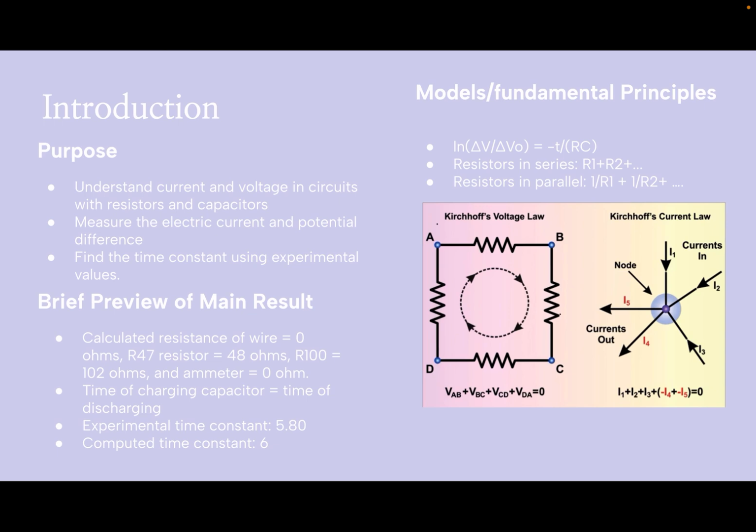So we had three main goals in this experiment. The first was to measure the electric current and voltage in the DC and RC circuits, to find the time constant using experimental data, and then finally to compare the experimental and theoretical values.